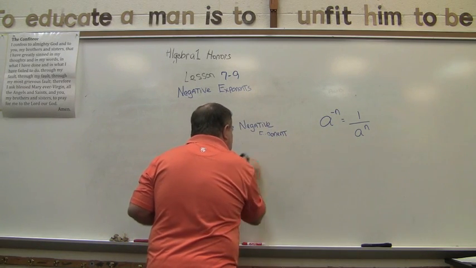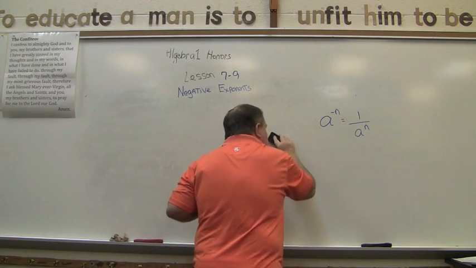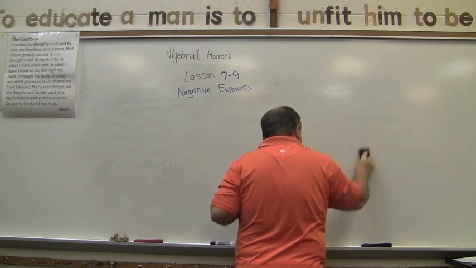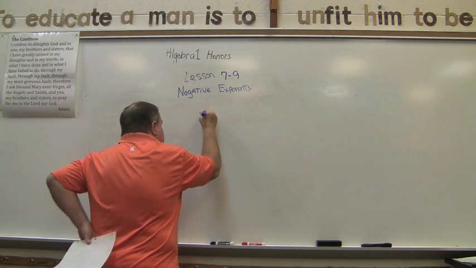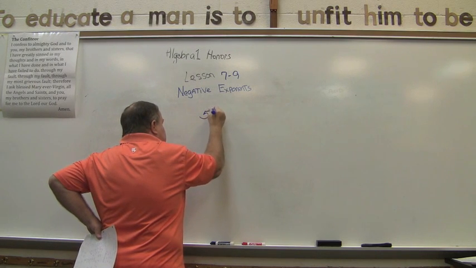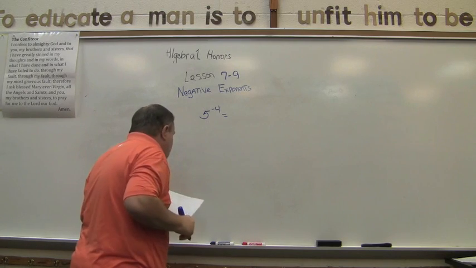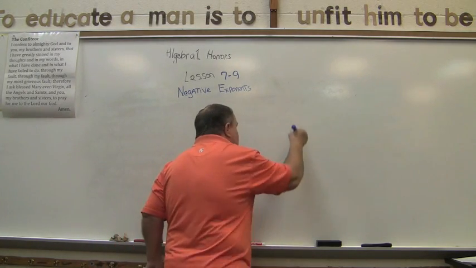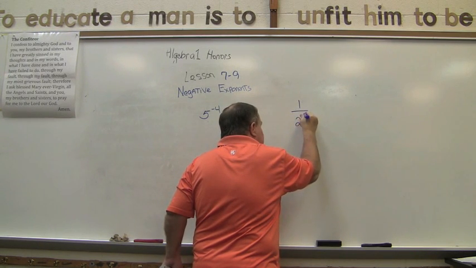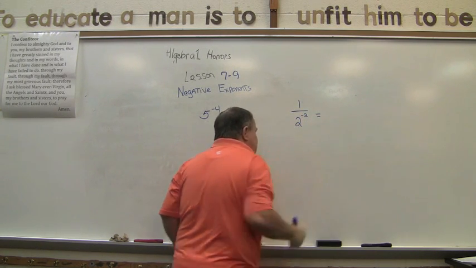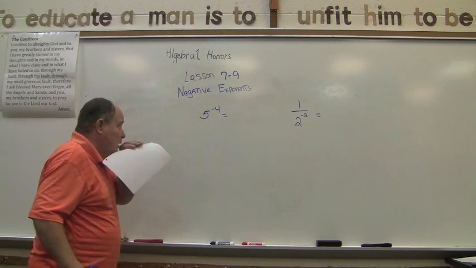You should be ready to convert. If I had 5 to the negative fourth, I'm going to put two problems up here. 5 to the negative fourth power, what could that equal? And what if I put something like this? 1 over 2 to the negative second power. Both of these look pretty strange and pretty odd because they deal with negative exponents.